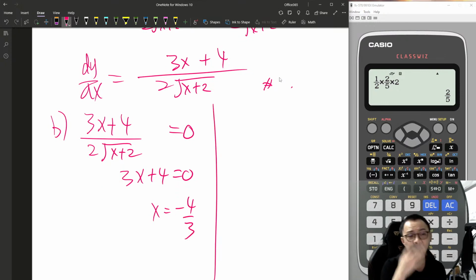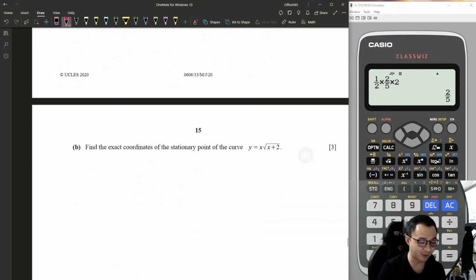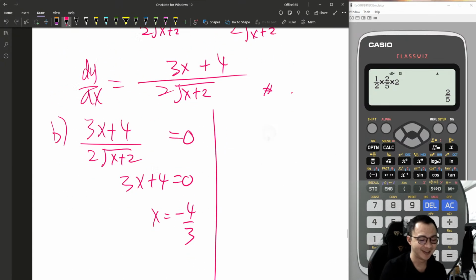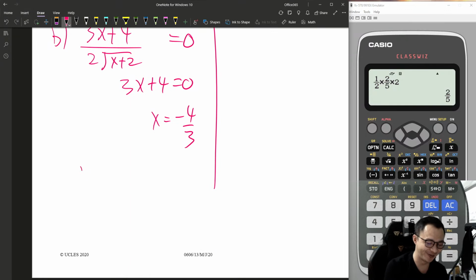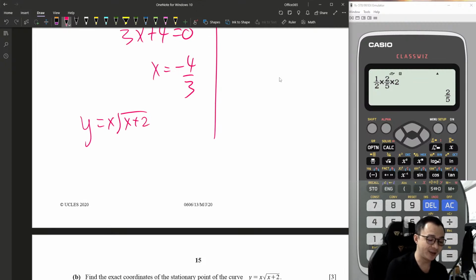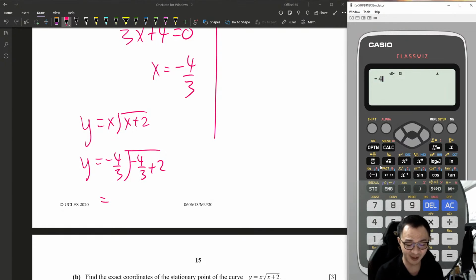Done. And they want the coordinate, or the x coordinate only? Exact coordinate. So the coordinate must have x and y. So that gives me some trouble. So I need to find y. y is x square root x plus 3, isn't it? Plus 2. Okay, so y is negative 4 over 3 square root of negative 4 over 3 plus 2, which is, use a calculator. Negative 4 over 3 multiplied by the square root, this one plus 2, is 6 over 3. This is 2 over 3, right?